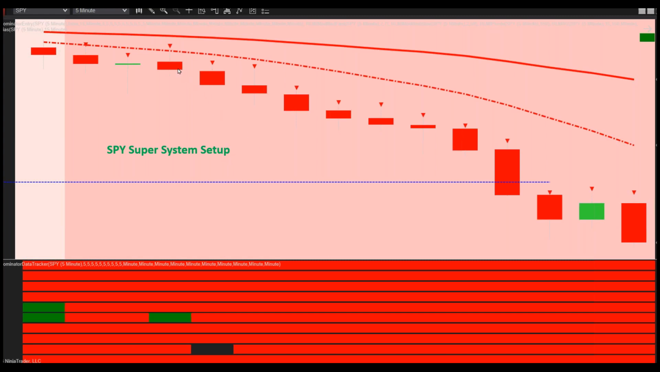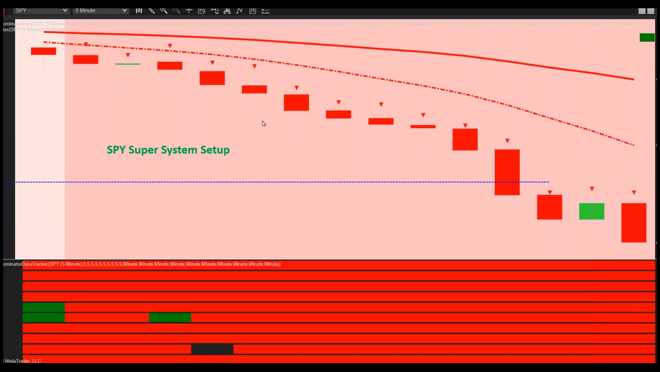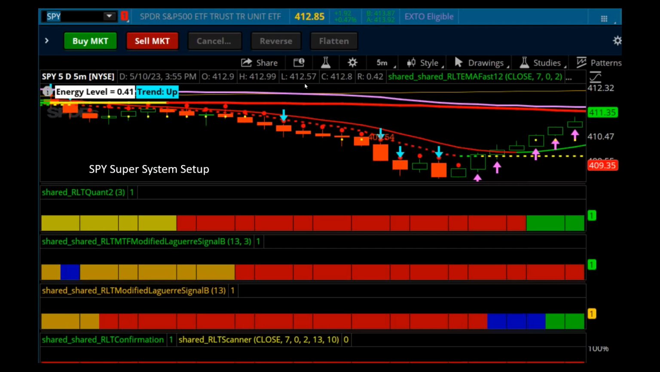Now, they don't align all the time, but when they align like this, the likelihood that you're going to make money on going short here is very, very high. As I told you, we had a 97% win rate when we did this from last October to December. So that was a system test that we did. And again, you can see the dominator is red and that pink background, sell signals. Those two together give you the SPY super system setup.